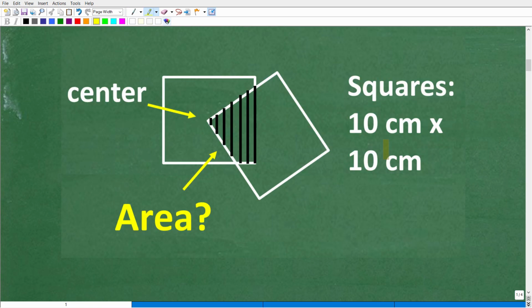Okay, so again, we have two squares, so the dimensions of these squares are 10 centimeters by 10 centimeters. Now, what we're looking to do is find the area of this overlapping region. I'm going to show you a better diagram here in just one second, but it's this area right here. Now, a key piece of information that we have is that the corner of this square is in the center of this square right there.